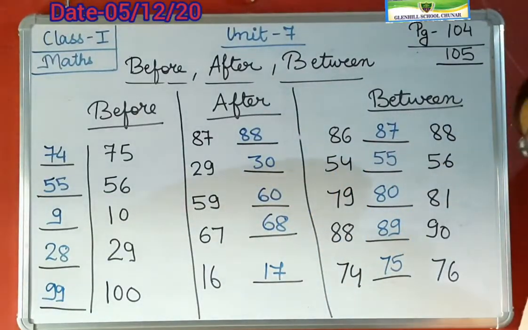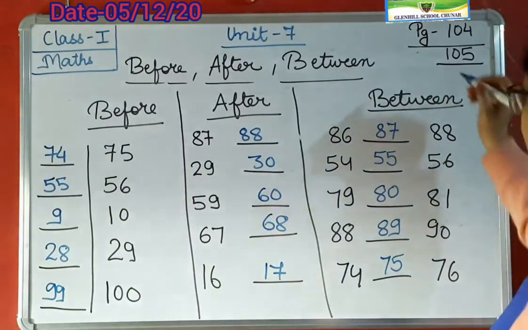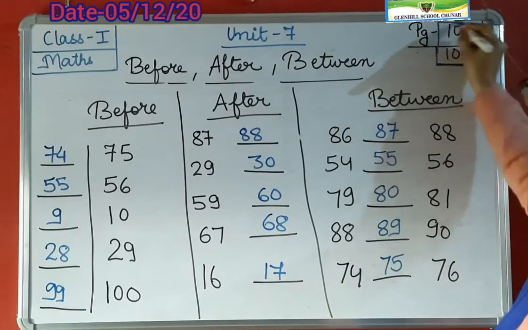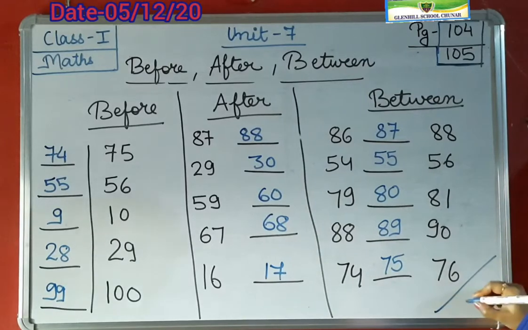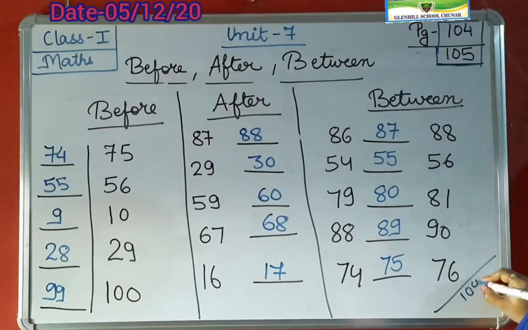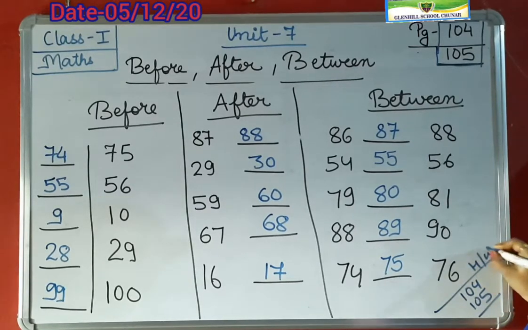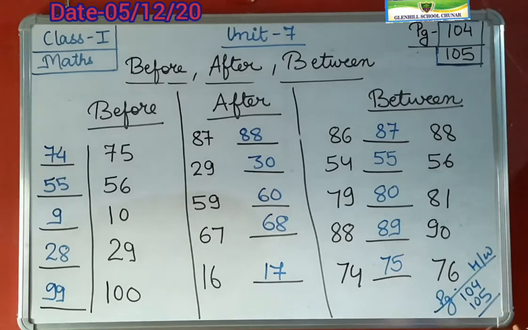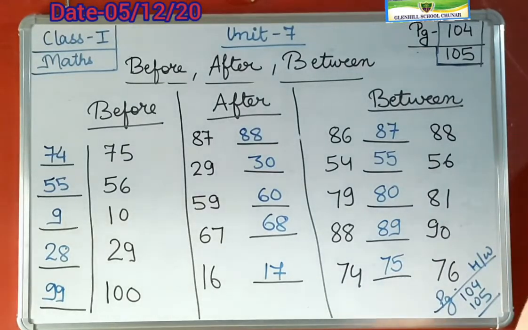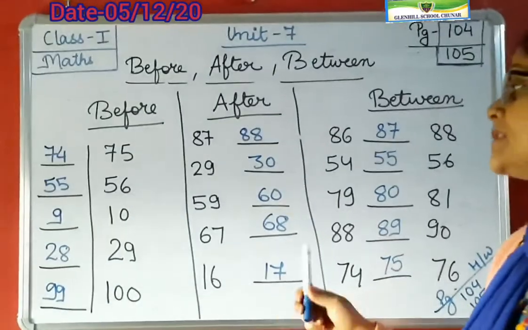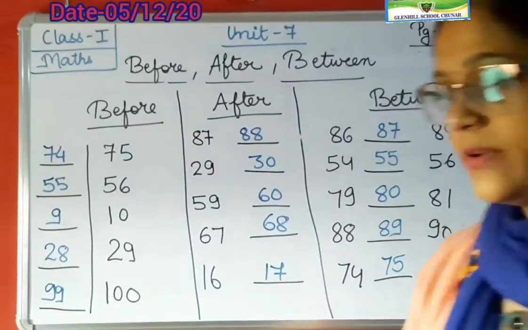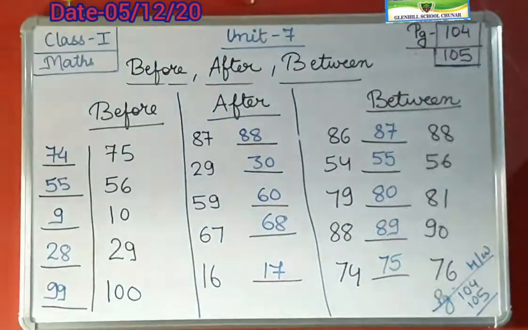So like this you have to do the rest and you have to complete pages 104 and 105. This is your homework page. Okay, 104 and 105. You have to complete both pages on your own, and it is very simple, and I know you all will do it on your own. Do it, students.